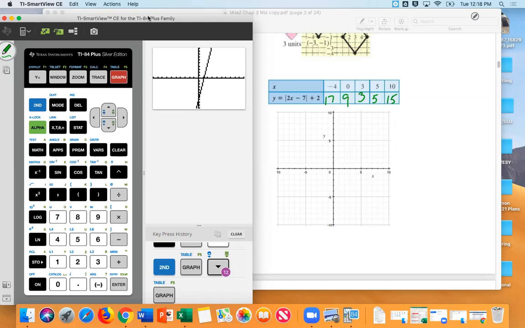So I can go ahead here. I already told you it was absolute value. So Justin, it's supposed to be what type of shape? V. So when I plot these, I better get a V, right? So negative 4 and 17 is going to be way up here. 0 and 9. Okay? 3, 3, 5, 5, 10, 15.